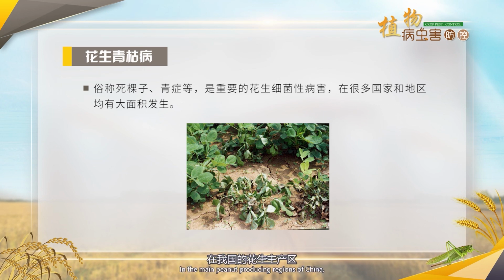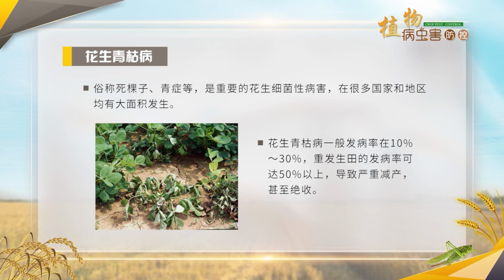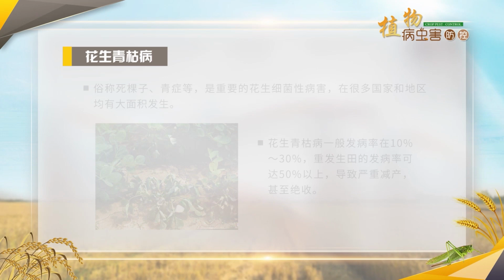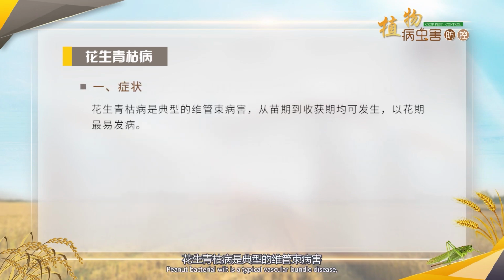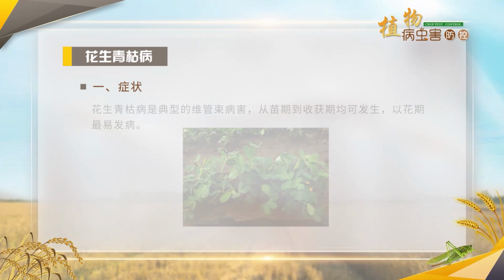In the main peanut-producing regions of China, the incidence rate of peanut bacterial wilt is generally 10% to 30%, and can reach above 50% in severe fields, resulting in serious yield reduction and even no harvest. Peanut bacterial wilt is a typical vascular bundle disease, which can occur from the seedling stage to the harvest stage and is most likely to occur during the anthesis.